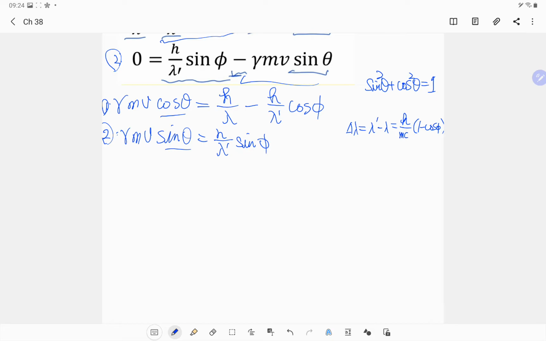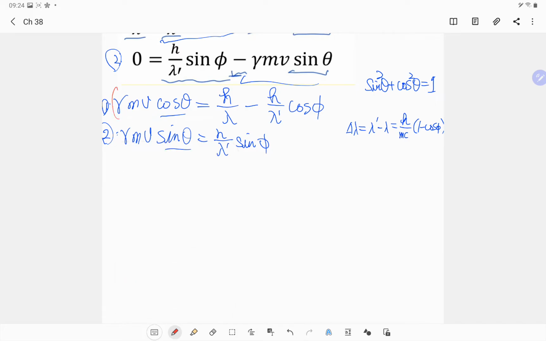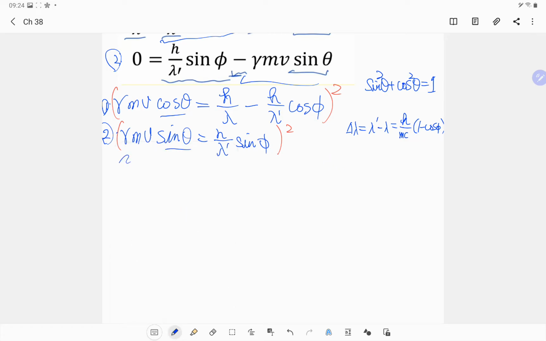So actually we can just square this one. Square on both sides. And then we add them together. So for the left side, we have gamma squared m squared v squared cosine theta squared, and then we also have gamma squared m squared v squared sine theta squared. So sine squared plus cosine squared will be 1. So on the left side, we have gamma squared m squared v squared.